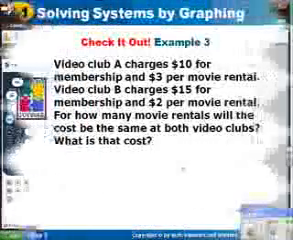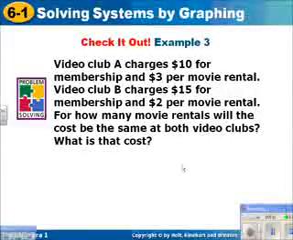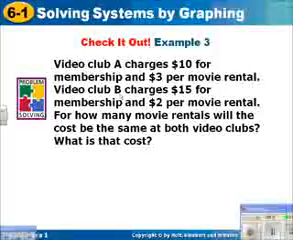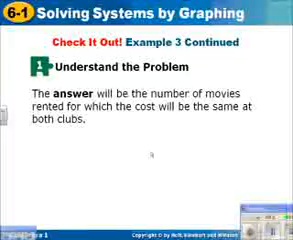Example 3. Video Club A charges $10 for membership and $3 per movie rental. And Video Club B charges $15 for membership and $2 per movie rental. For how many movie rentals will the cost be the same at both video clubs? What is that cost?